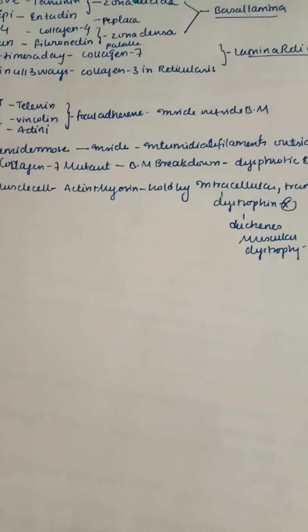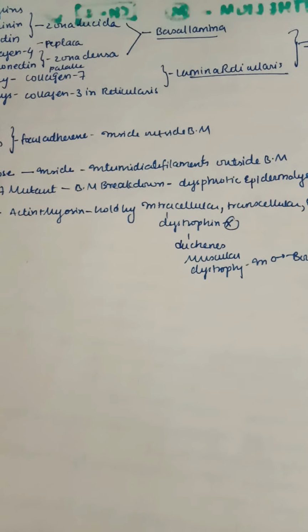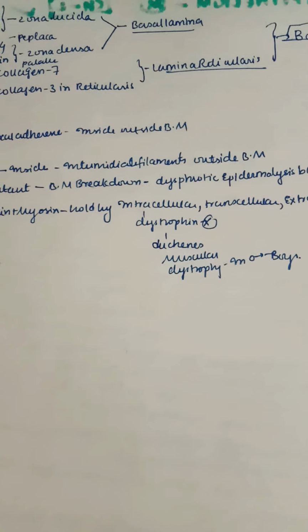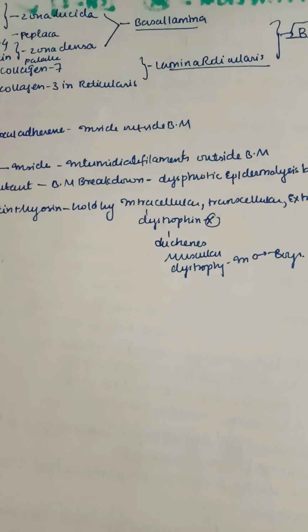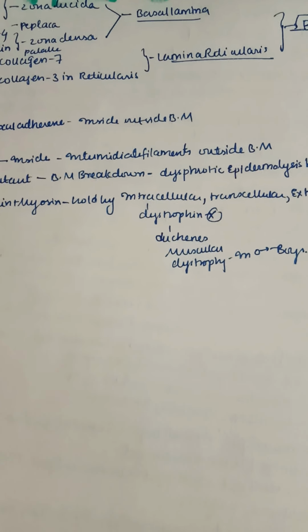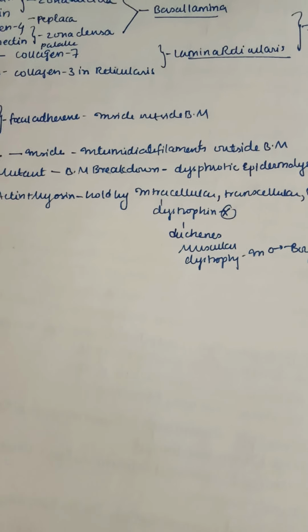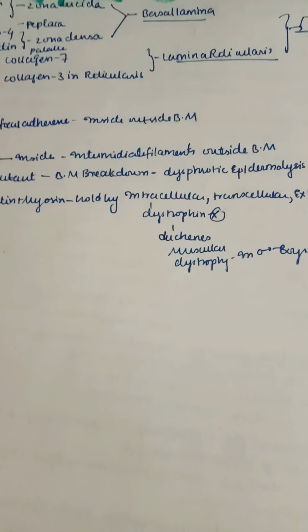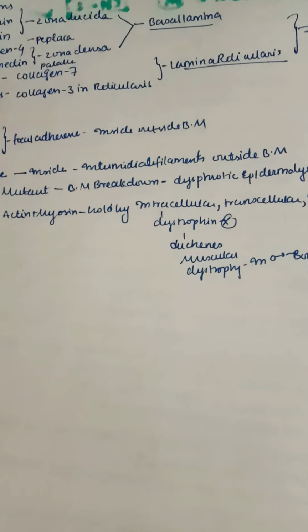The muscle cell mainly has actin and myosin, which are held by intracellular, transmembrane, and extracellular proteins. Whenever there is any deficiency or dysfunction in the intracellular protein dystrophin, it is known as Duchenne's muscular dystrophy. It is most common in boys or males. So this is all about the histology of epithelium. Very simple lesson.